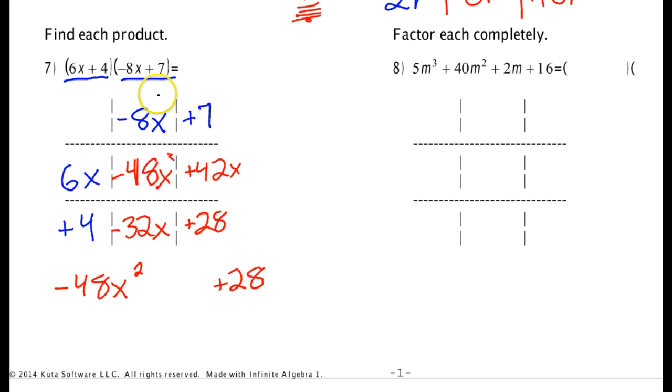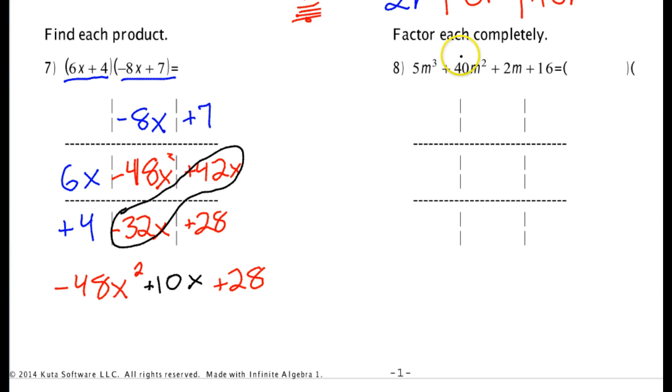Now, what term goes in the middle? 10, close. 10x. So 42 minus 32, was it 15? Let's do all that backwards.